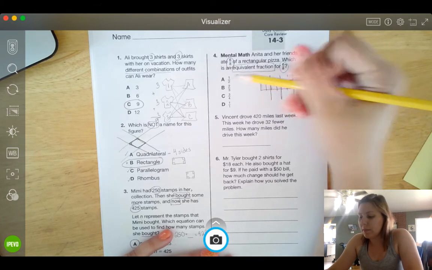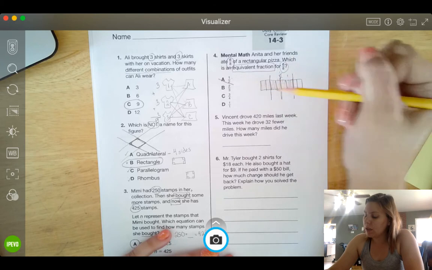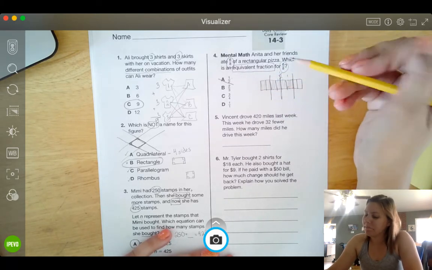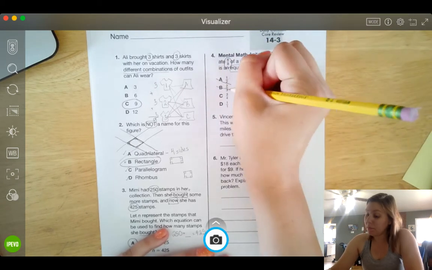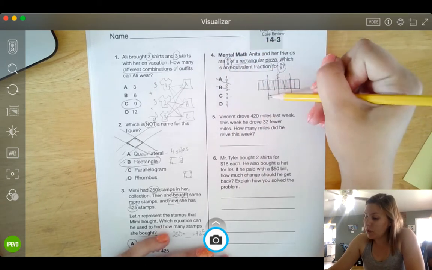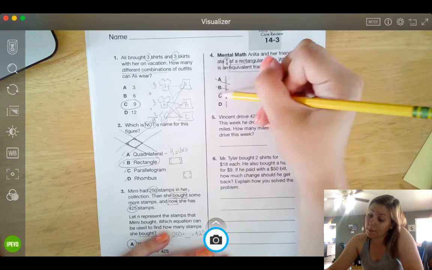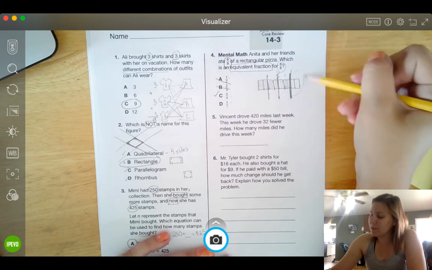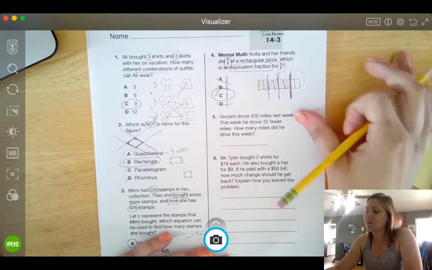So is it the same as 1/2, my 1/2 mark? Nope, it's too much. What about 2/3? Can I sort these into thirds? Nope, I can't because I can't divide 8 by 3. 3/4. Here's 1/4, 2/4, 3/4. Oh, they share the same line. It could be. Or 1 whole. Well, it doesn't fill up the whole thing because I'm still missing 2 pieces. So it would have to be C, 3/4.